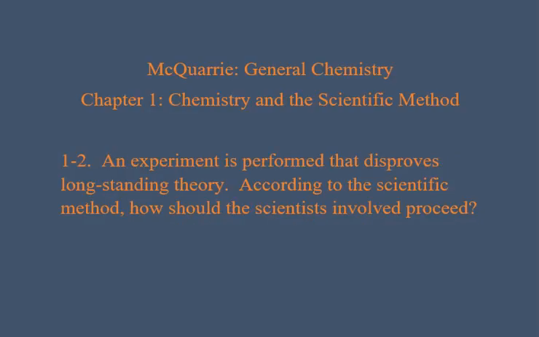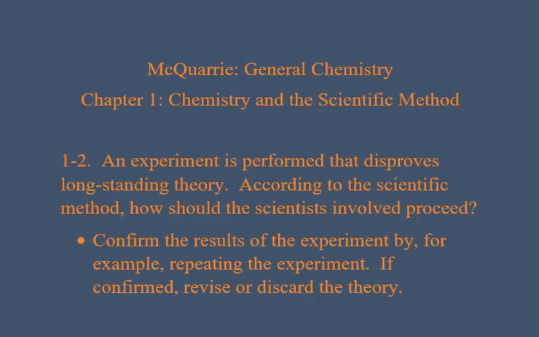All right, moving on to question 1-2. An experiment is performed that disproves a long-standing theory. According to the scientific method, how should the scientists involved proceed? Well, you should proceed by confirming the results of the experiment by, for example, repeating the experiment. And if the experiment's confirmed and the results hold up, you need to either revise the theory or discard the theory and come up with a new theory.